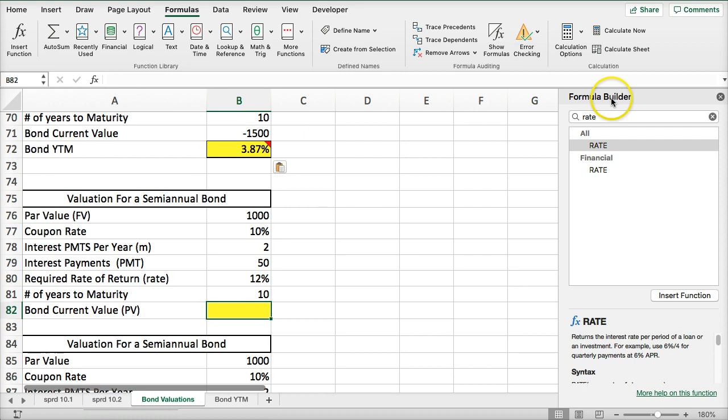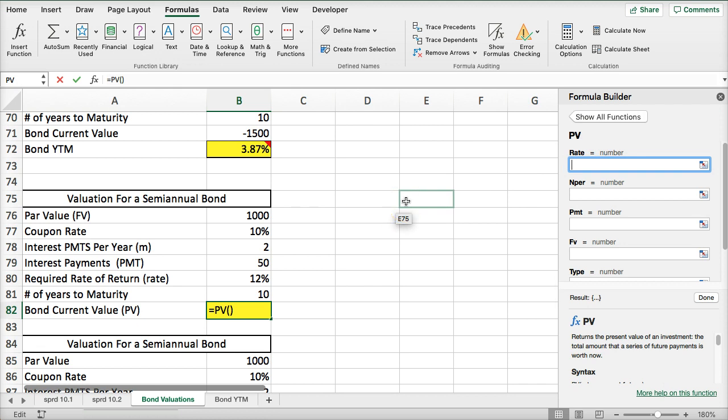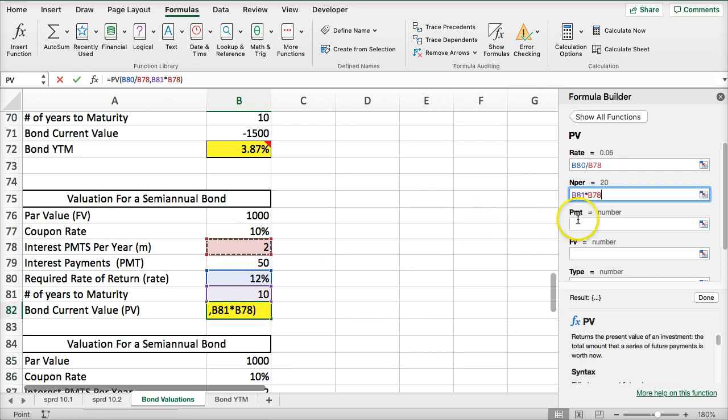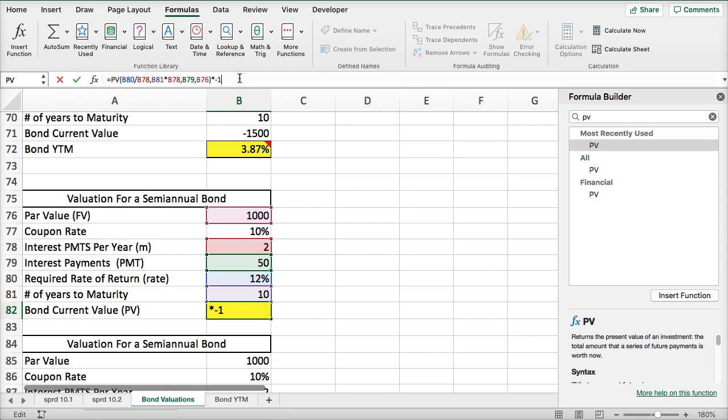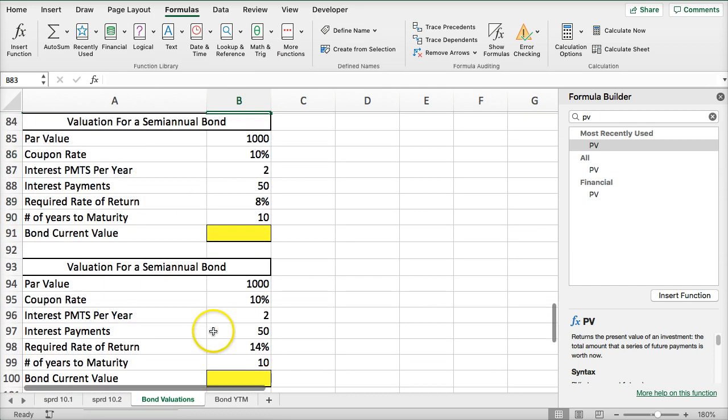Okay, so to do this, we're going to use present value again. So for the rate, we would take the required rate, but we're going to divide by the frequency. And for n per, we're going to take the number of years to maturity, and we're going to multiply by the frequency. And we have the payment, so here's the interest payment. You could calculate the interest payment by par value times coupon rate divided by 2. I already calculated it here, so I'm just going to put the 50 in there. The future value is the par value. So if we calculate this, you're going to have to again multiply by -1, and this is the current value of the bond.